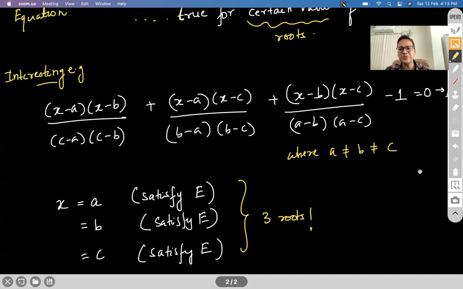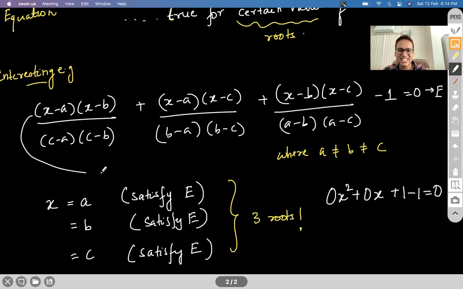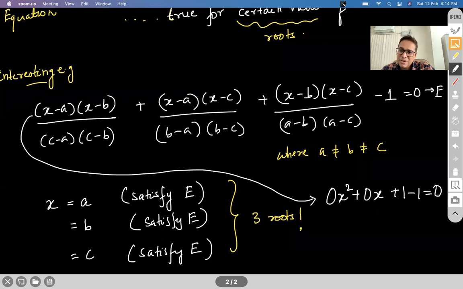So right now, many of you got deceived because actually I wrote an identity in a very camouflaged way, in a very discreet way that nobody was able to identify. You know what I wrote actually? You'll be surprised to know I wrote something like this: 0x square plus 0x plus 1 minus 1 equal to 0. So this equation is actually this, and it would work for any value of x that you want to put. It will not only work for a, b, c, you put anything inside, it will work. So what I gave you was actually an identity in disguise.